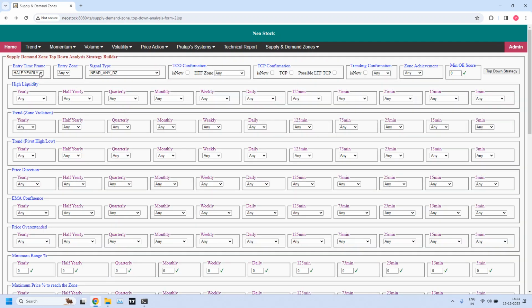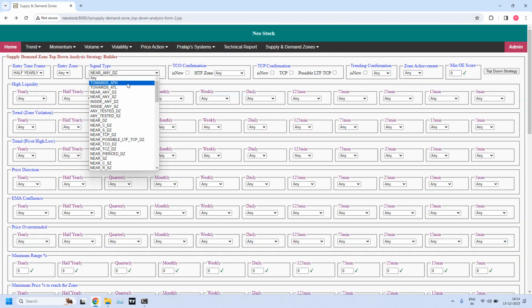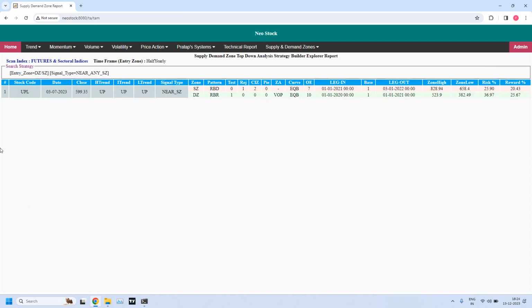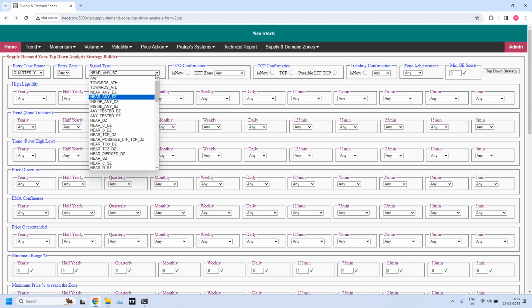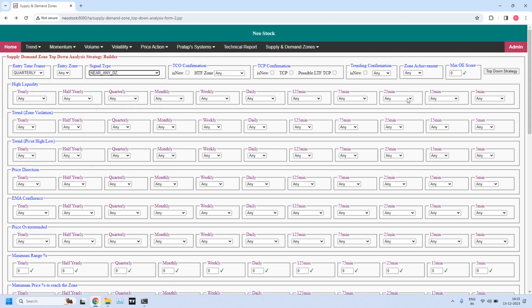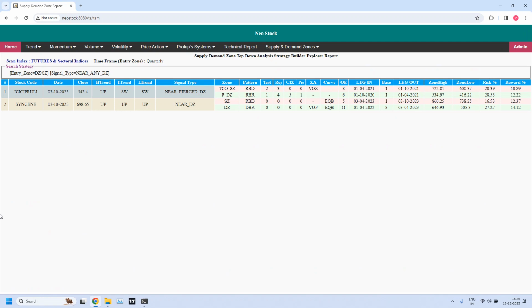Let's go back. Entry time frame is half yearly. Let us find the stocks near half yearly supply zone. So one stock is near half yearly supply zone. Let's go back. Entry time frame is quarterly. Let us find stocks near quarterly demand zone. So these 2 stocks are identified.